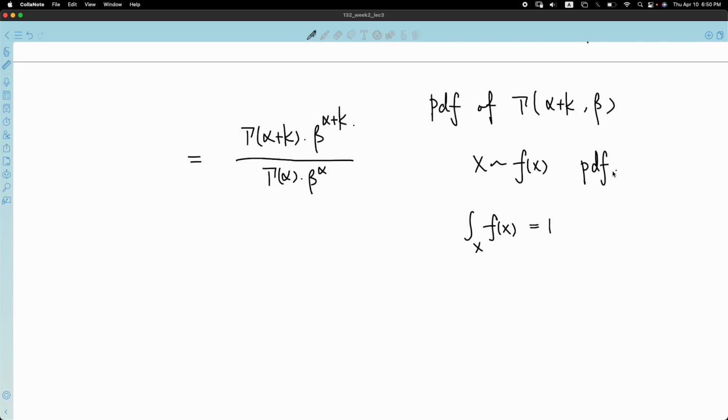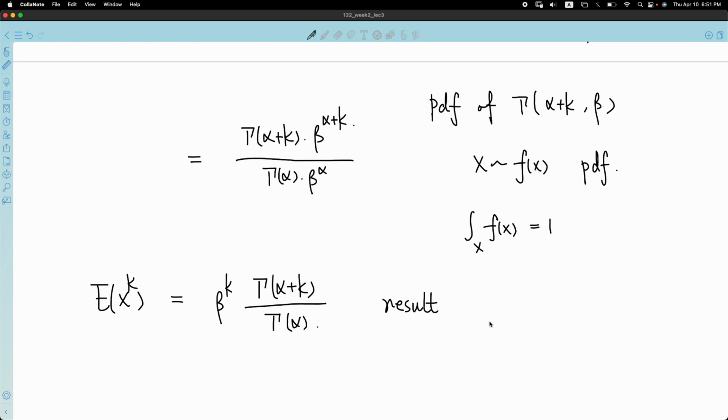Since we have 5 more minutes, maybe let me complete the result. So here, what we start with is the expectation of x raised to the power of k. So another result for the gamma distribution is that the kth moment is equal to beta raised to the power of k, times the gamma function of alpha plus k, over the gamma function of alpha. So this is another result for the gamma distribution.